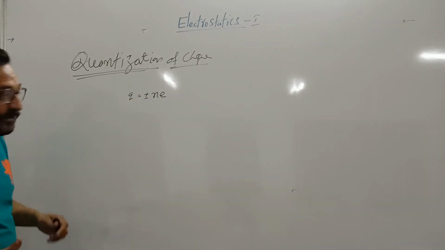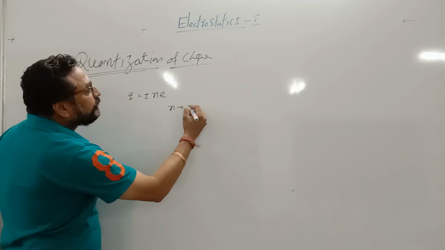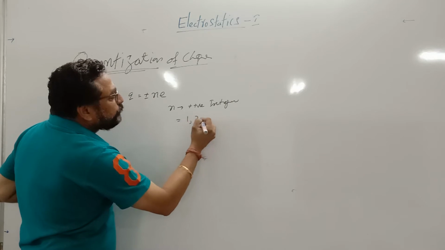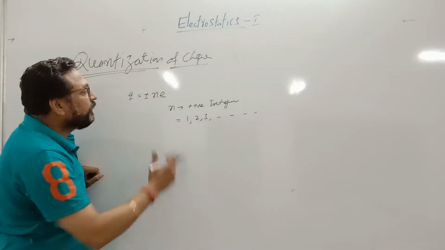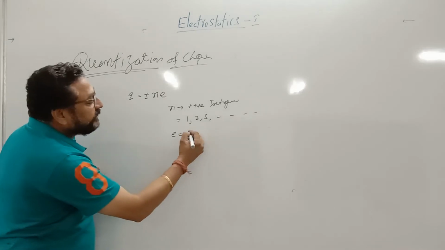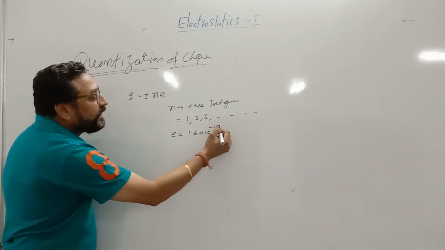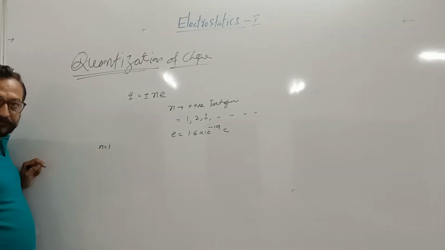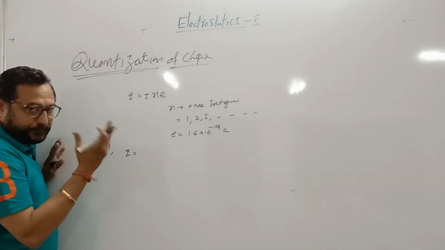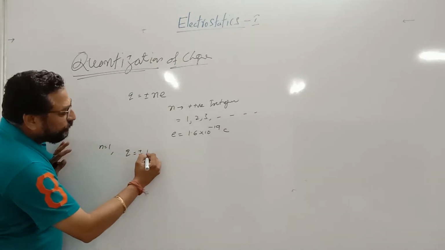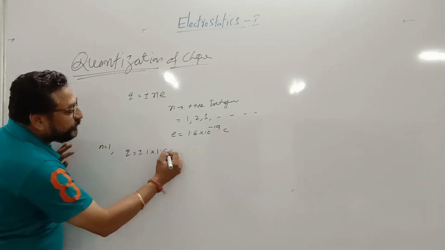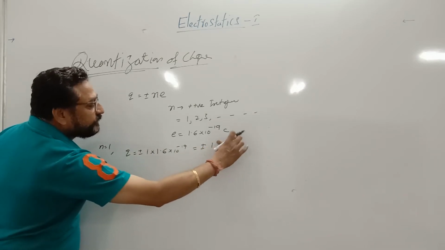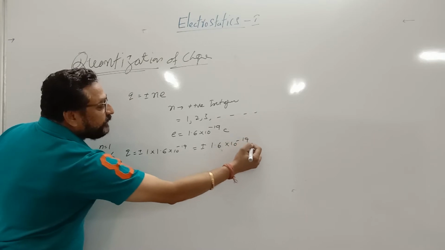What do you mean by this concept? n e. That means n is a positive integer, its value is 1, 2, 3 and so on. This is a whole number, and e is the amount of charge, that means 1.6 into 10 to the power of minus 19 coulombs. Hence, if n is equal to 1, then Q is equal to either positive or negative, positive or negative both, 1 into e. e is 1.6 into 10 to the power of minus 19. It is equal to plus or minus 1.6 into 10 to the power of minus 19 coulomb.